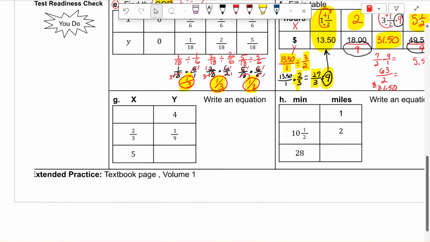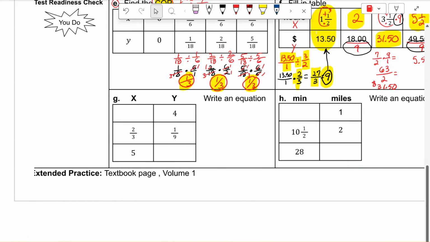Okay, moving on to G. G also has a table that has missing x's and y's. On G, though, it says write an equation. So you're going to have to find the COP or the k, and the only way to do that is if you have both the x and the y. So that's your spot there to find the x and the y. And then H has the same type of problem, and you got to find your COP or your k with those two. So go ahead and pause the video and do G and H now.